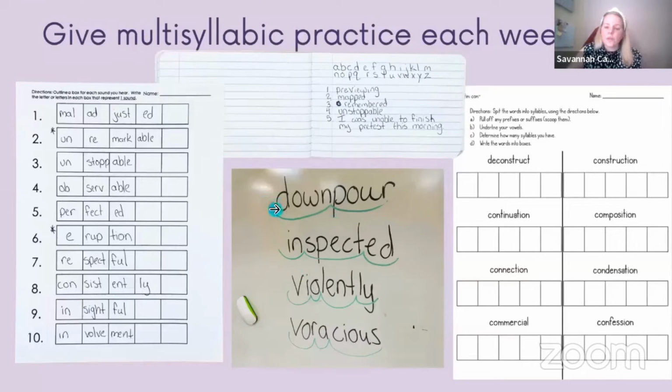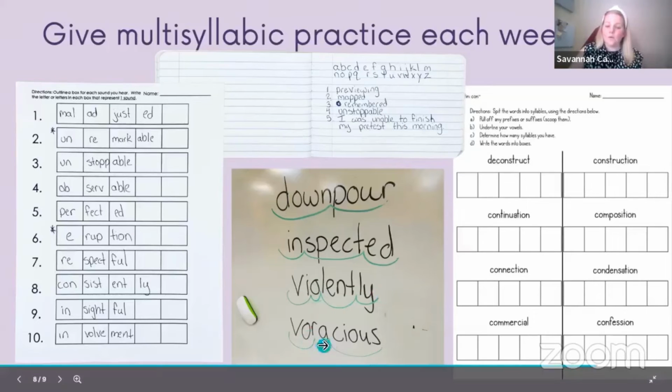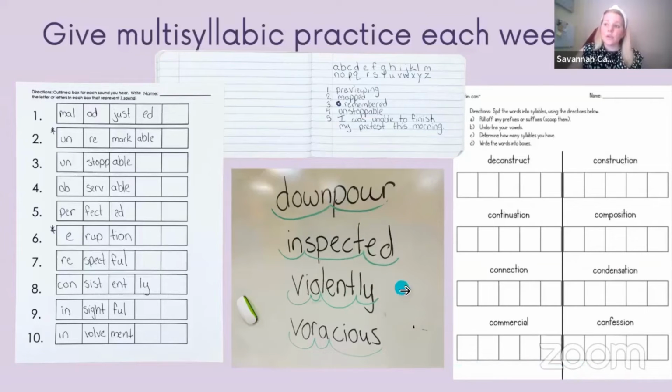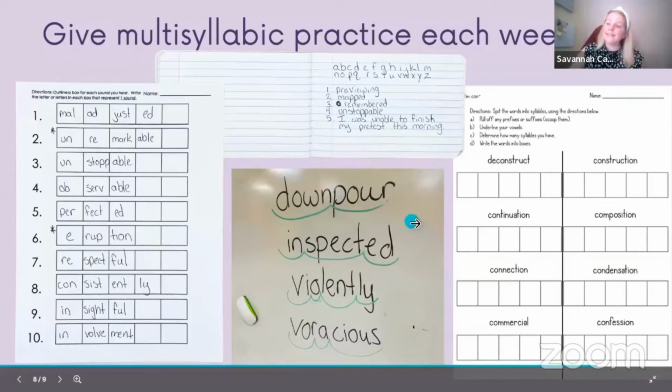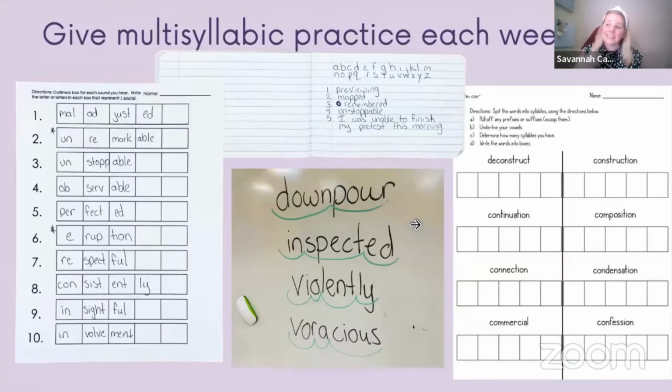So for the first one, they would have two boards, and it would be downpour. Then the next one would be inspected, violently, voracious. And I choose words that I want to teach them through vocabulary. And I also choose words that I think they might struggle to pronounce. So even if the only thing you took from this was taking your words and practicing both the pronunciation and the meaning of them, I think that would be a fabulous way for you to start your instruction.